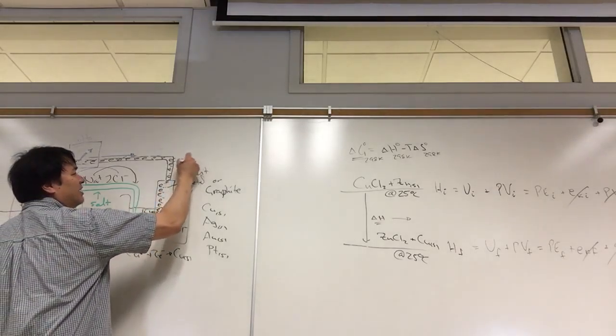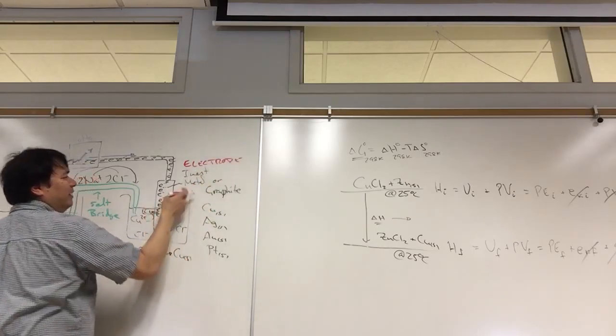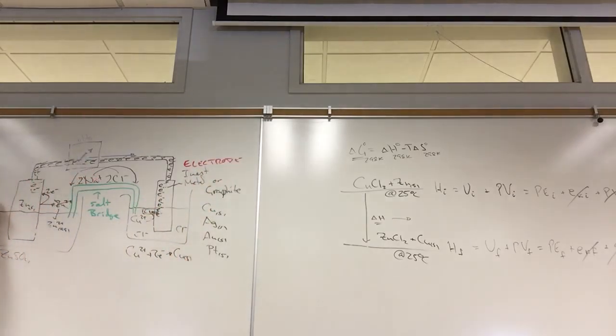This is called an electrode here, and this is also an electrode here, but these two electrodes are different because this electrode here is actually a reactant, zinc. The electrode is just like a conduit for electrons. It just feeds electrons in or takes electrons out. And so we need some kind of electrical conductor to do that.